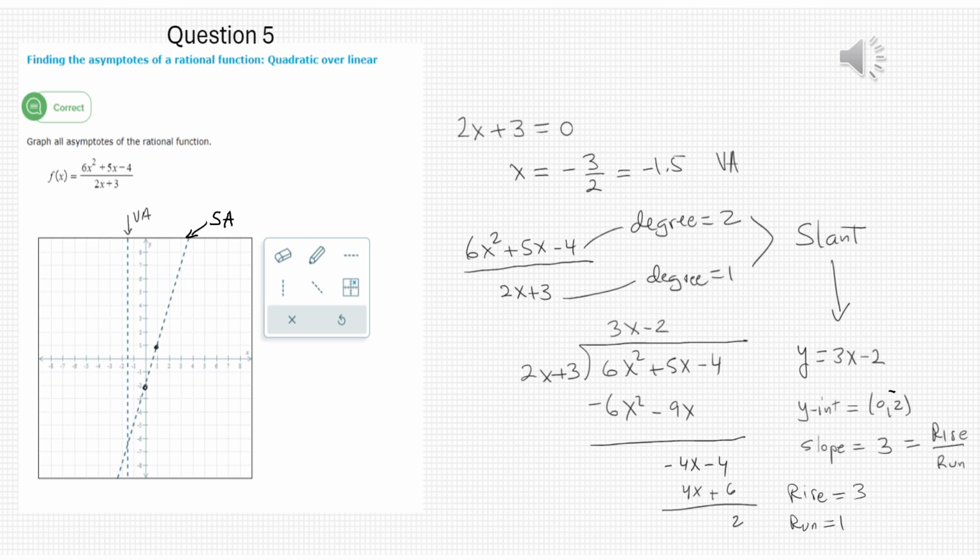And remember, the slope is the ratio between two quantities called rise and run. Rise is 3, run is 1. So you plot one point first, 0, negative 2. From this point, you move 3 units upwards, because rise is 3, 1, 2, 3, and 1 unit to the right. You plot the second point, you connect it, and you have the graphic representation for the slant asymptote.